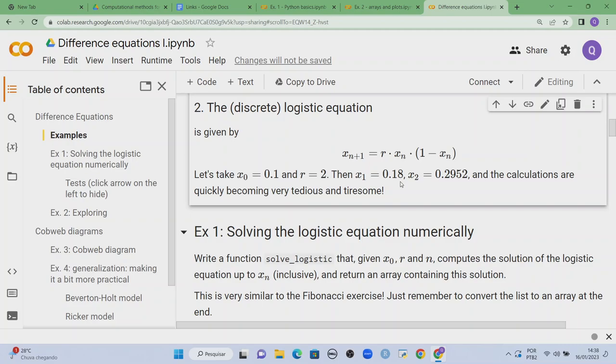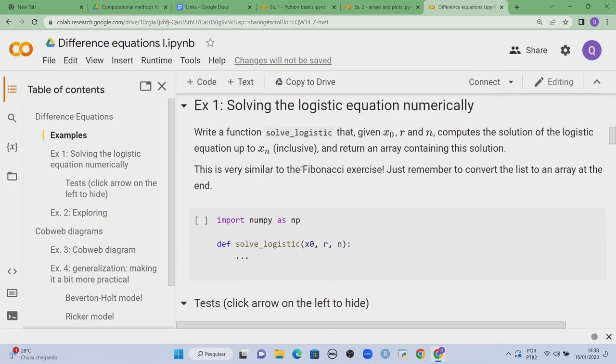But you see that with a fraction here, I already need a calculator. I don't want to do this calculation by hand. And even with a calculator in your hand, this is very tedious to do already. Just to type all these numbers in the calculator is already quite boring. So how do you do this numerically? How do you do this in the computer?